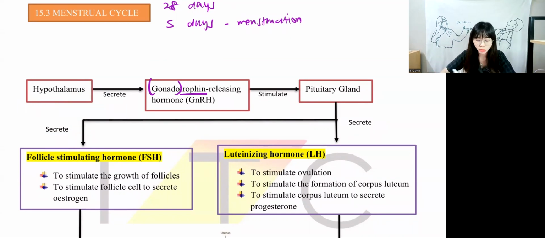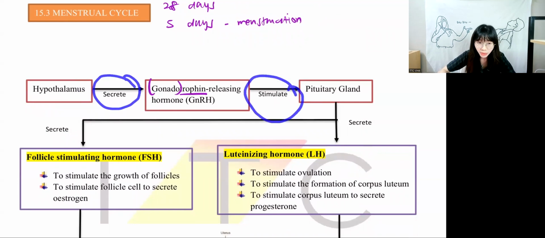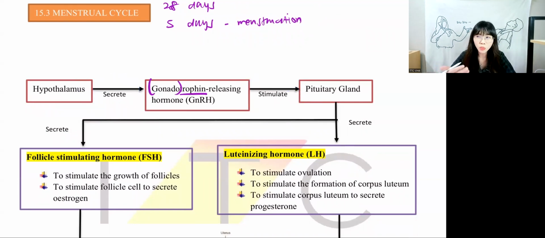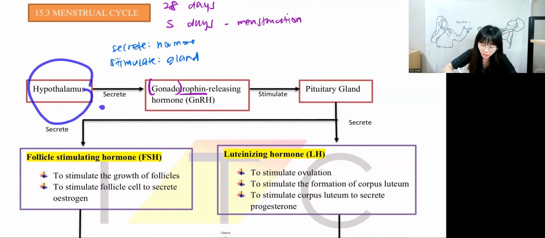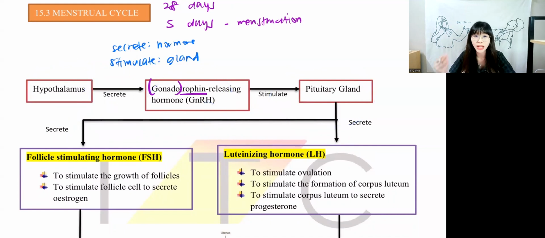When we use the word secrete, can you see there's a word called secrete or stimulate? Now, when do we use secrete or stimulate? If you want to use the word secrete, you have to remember that at the back, we have to use the word hormone. If you want to use the word stimulate, the word behind has to be a gland. So usually the sentence goes this way: stimulate gland to secrete hormone. As you can see, this is a gland. It will secrete hormone. The hormone will stimulate a gland. This is how we use the words secrete and stimulate. It applies to other chapters as well, guys, okay?